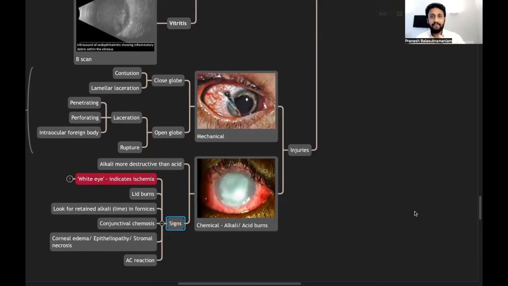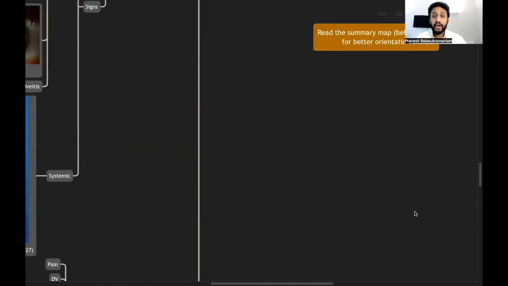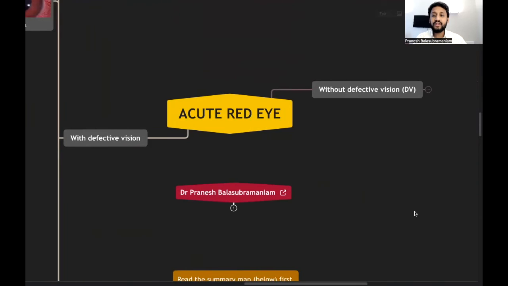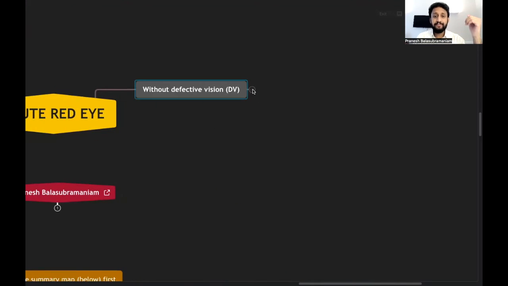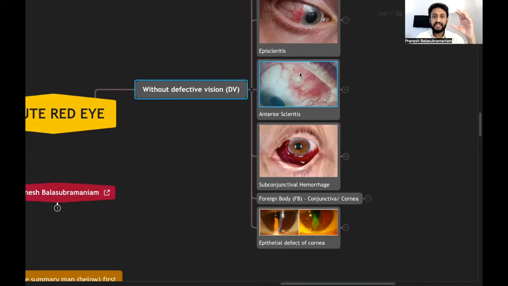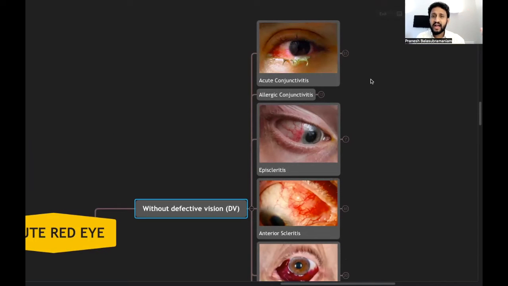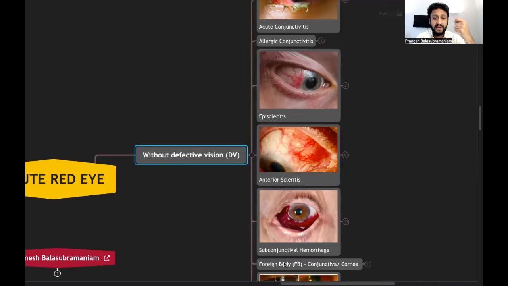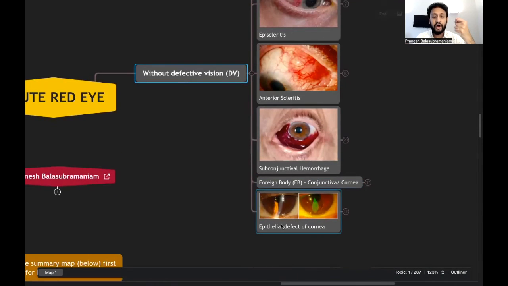So now, having completed the mechanical and the chemical injuries, let's quickly go on to the next half of the topic, that is acute red eye presenting with no defective vision. Okay, so we finished with the defective vision. Now we're going to without defective vision. In this group, there are these conditions which can cause an acute red eye without defective vision, namely acute conjunctivitis, allergic conjunctivitis, episcleritis, anterior scleritis, subconjunctival hemorrhage, foreign body of the conjunctiva or cornea, and finally the epithelial defect of cornea.